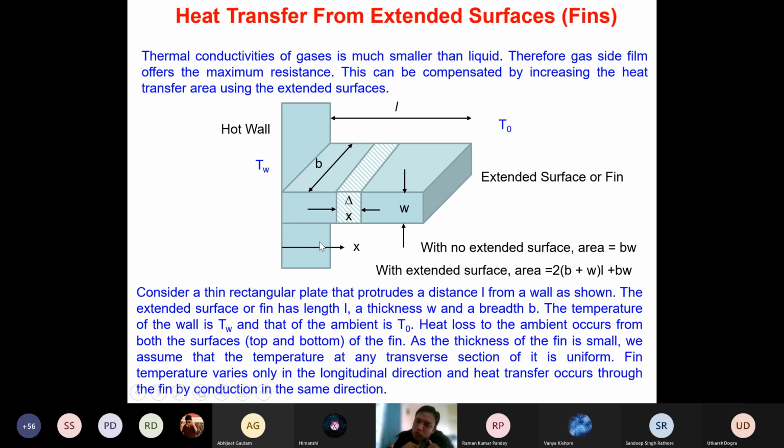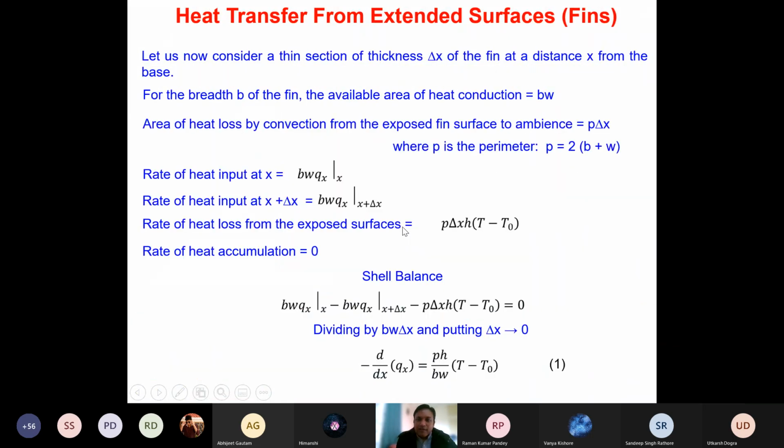Heat conduction. See, there are two heat transfers taking place. One is the heat conduction through this extended surface, and another is heat convection from this outside surface, isn't it? So for a heat conduction, what will be the surface area? Cross-sectional area of this rectangular fin. And cross-sectional area in this case is going to be what? B into W. Yes or no? Yes, sir. Okay.